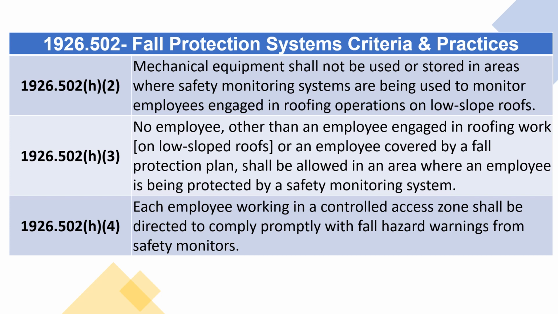1926.502(h)(2): Mechanical equipment shall not be used or stored in areas where safety monitoring systems are being used to monitor employees engaged in roofing operations on low-slope roofs. 1926.502(h)(3): No employee, other than an employee engaged in roofing work on low-sloped roofs, or an employee covered by a fall protection plan, shall be allowed in an area where an employee is being protected by a safety monitoring system.